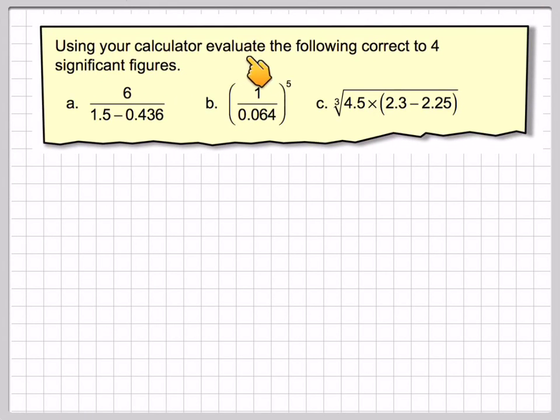Using your calculator, evaluate the following correct to four significant figures. So we've got 6 divided by 1.5 minus 0.436. Let's write down that problem first. So writing down this problem, and then what we're going to do is go to our calculator.